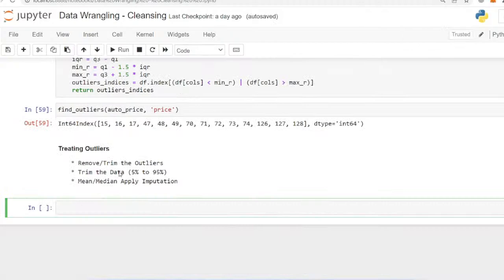Next, let's talk about the Z score, and let's try to find our outliers with the help of Z score. To find the Z score, we need to take the help of SciPy. Import SciPy, from SciPy import stats.